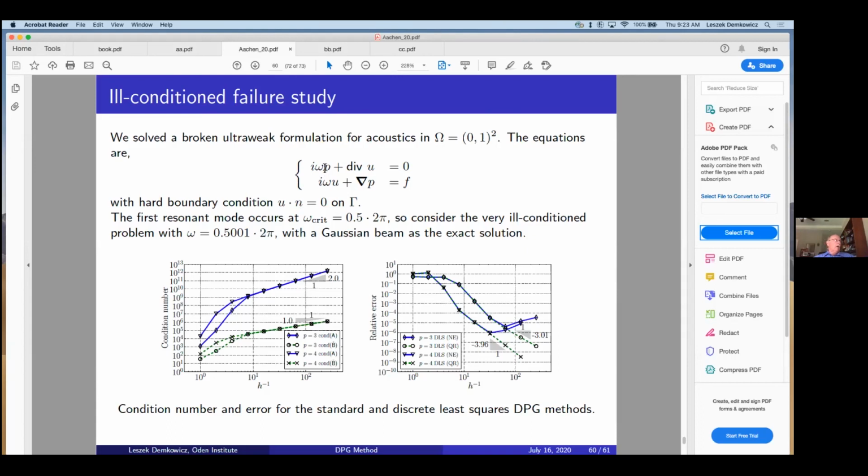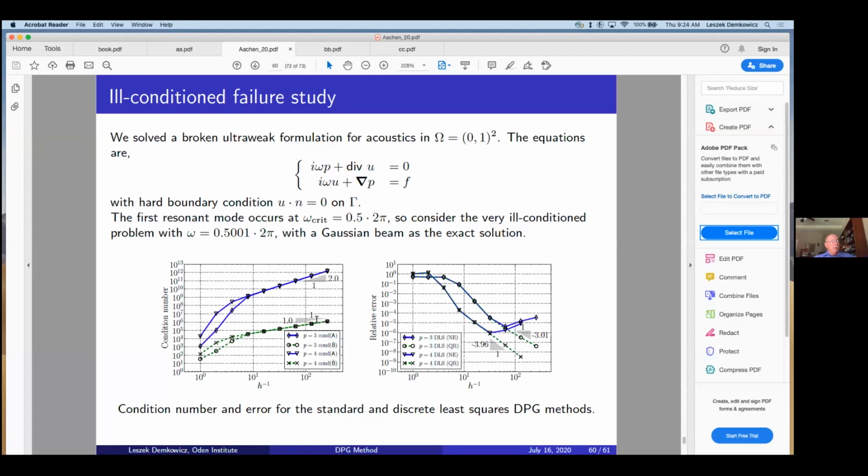Okay? So how ill-conditioned here? Here's an example for p equal 3 and p equal 4. This is what's coming from DPG. This is coming from the least squares DPG. As you increase the mesh, you can see that this different rate has a dramatic effect, because your conditioning here is 10^6, whereas for the standard DPG it is 10^12.